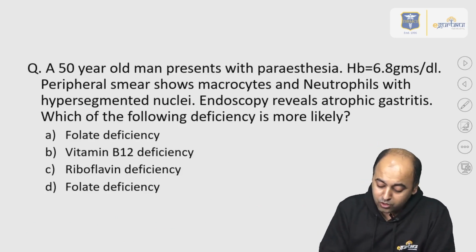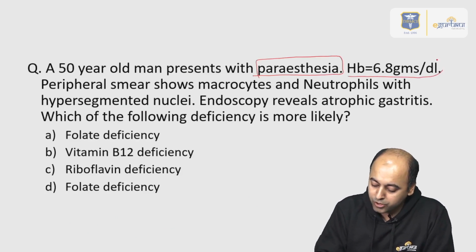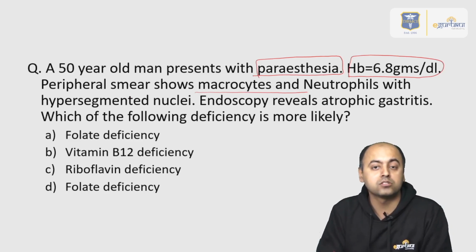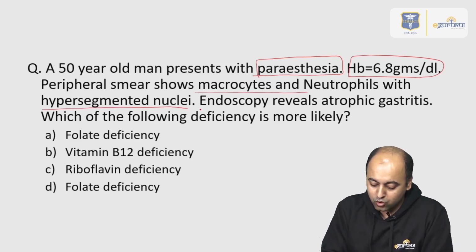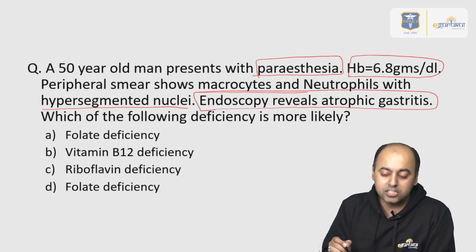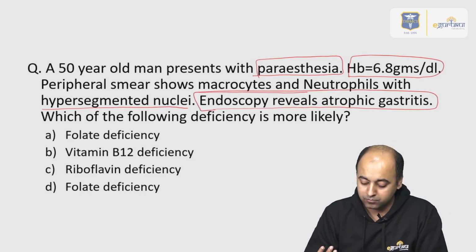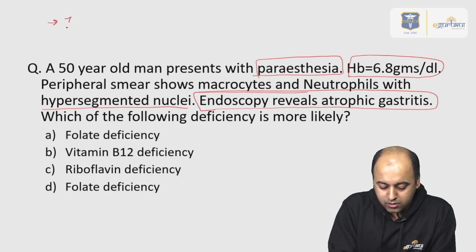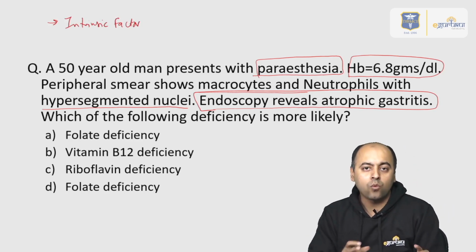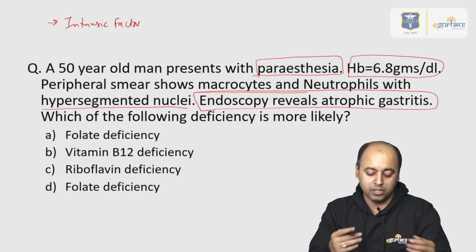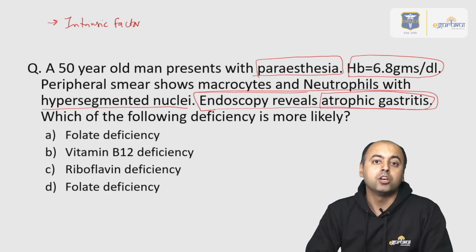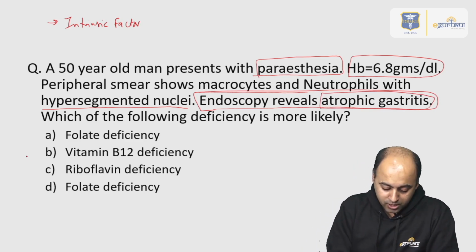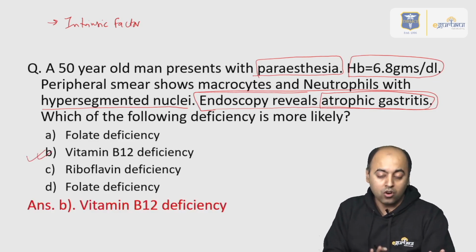Another question. A 50-year-old man presents with paresthesia, neurological deficit, hemoglobin 6.8, anemia, peripheral smear shows macrocytosis. Macrocytosis means we are looking at megaloblastic anemia, with neutrophils with hypersegmented nuclei. Endoscopy reveals atrophic gastritis. What is the role of gastritis in any of the vitamin absorption? The stomach produces the intrinsic factor which is required to attach B12 and help in absorption. If there is atrophic gastritis, intrinsic factor will not be produced, and B12 absorption cannot occur successfully. So again, B12 deficiency is likely to be the cause in this patient.